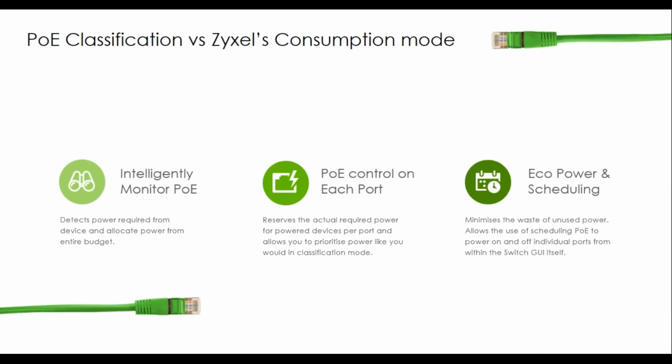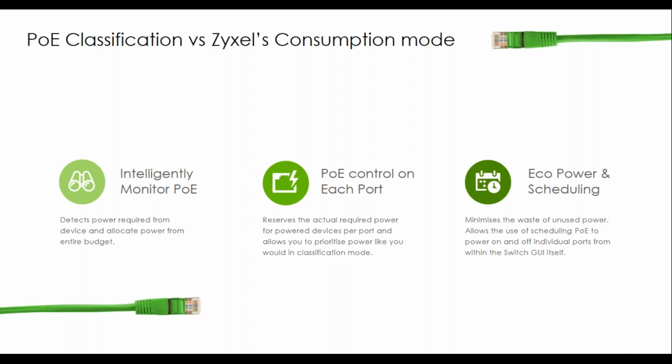One thing we do, and this is also quite special in this segment, is that we have two modes. One is the classification mode and one is the consumption mode. Classification mode basically means you connect a device that supports the AT standard, which means the switch will reserve 30 watts on this port, regardless of whether this device only needs 5 or 6 watts. It will just negotiate what standard we are talking about, and then it will reserve this wattage on the port.